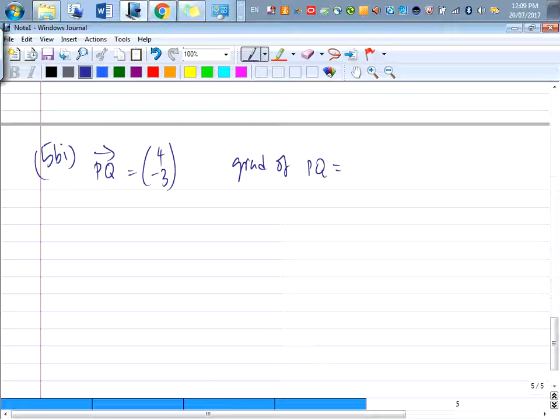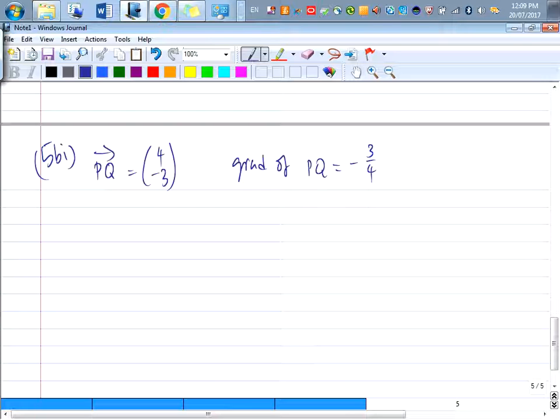What's the gradient of PQ? Question is on the screen. You can just look at it and answer. Yes. -3 over 4. How did she do it so quickly? Just invert them, keep the sign.